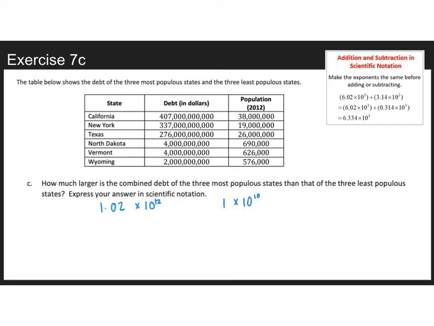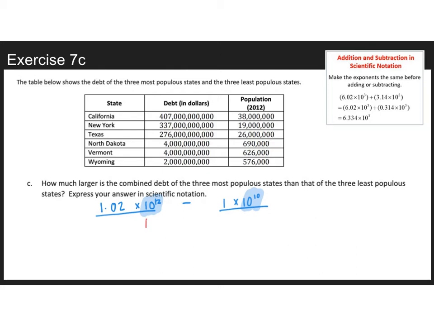Okay. How much larger is this than this? So we want to find the difference. So we are subtracting. Okay, we're going to be subtracting these numbers. So the first thing we need to do is make sure they have the same exponent. And they don't. This one is 10 to the 12th. This one is 10 to the 10th. Okay. Now it's up to you which one you want to change. It really does not matter. Sometimes it's going to be easier to change one than the other. But it's really, like I said, it's up to you.